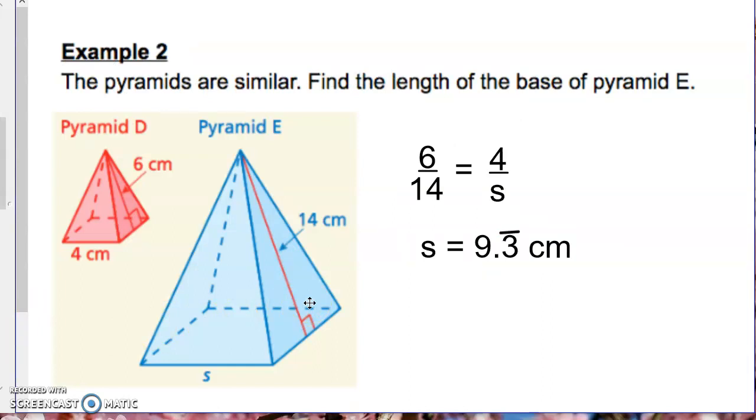Example 2, the pyramids are similar. Find the length of the base of pyramid E. So I know that these are similar to each other, so that means their side lengths have to be proportional. So remember, I have to be consistent. I did 6 over 14, I went from D to E, and then I'm going to do 4 over S. Once I have my proportion set up, then I just do 14 times 4, divide it by 6, and that's going to give me this measure right there, which is 9.3 repeating centimeters.